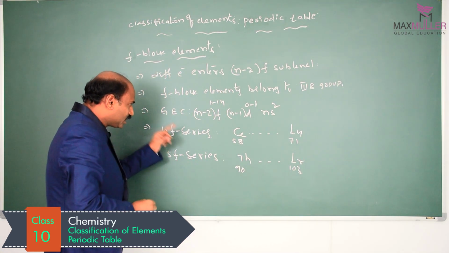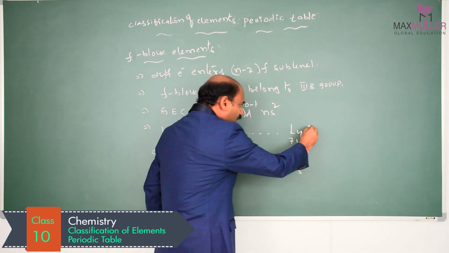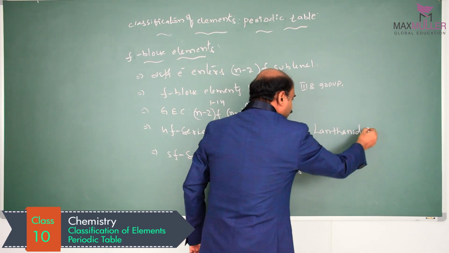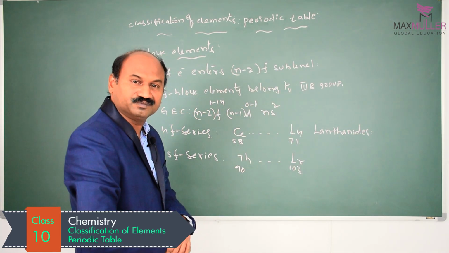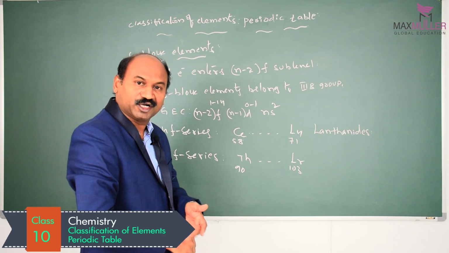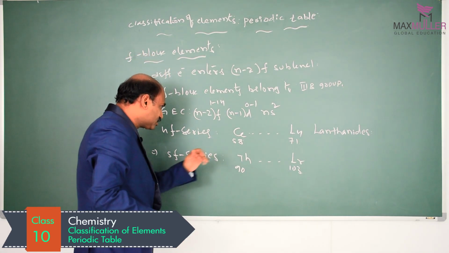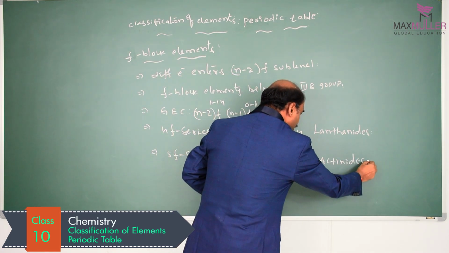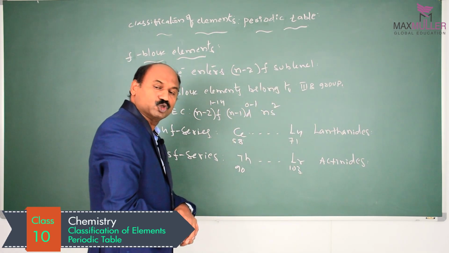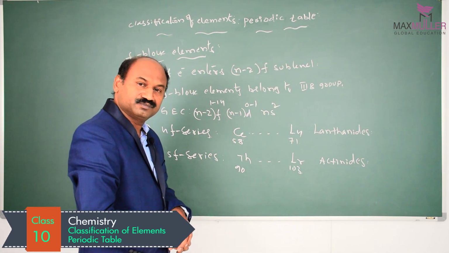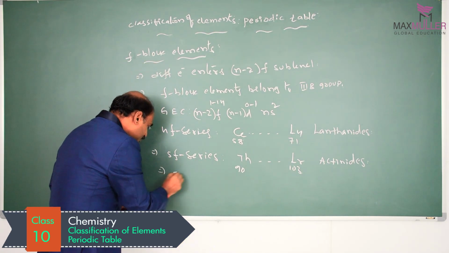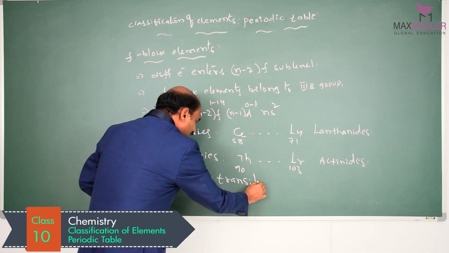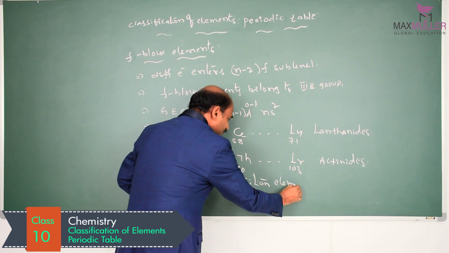4f series elements are also called lanthanides because they have similarity with lanthanum closely in their properties. 5f series elements are called actinides because of their similarity with actinium. These elements are also called inner transition elements.